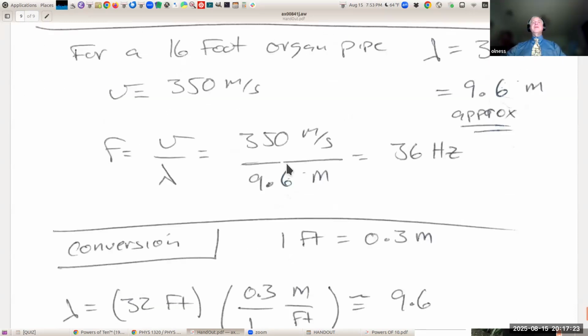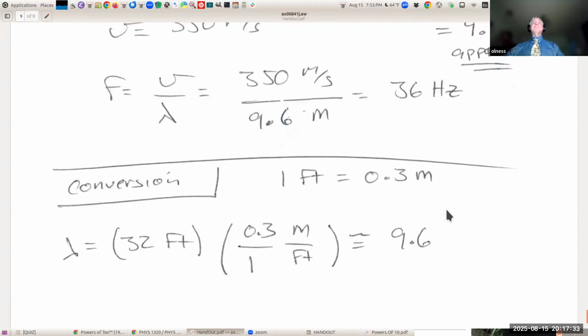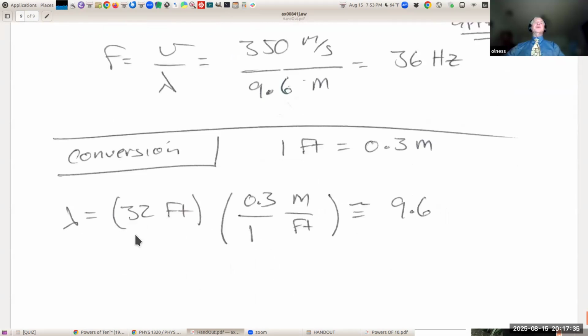And then, yeah, down here, 1 foot is about 0.3 meters. A foot is a third of a yard, and a little bit less is about 0.3 meters. So here's the actual conversion. If I have 32 feet, I want to convert that. I have feet downstairs and meters upstairs. The feet cancel. I'm left with meters.